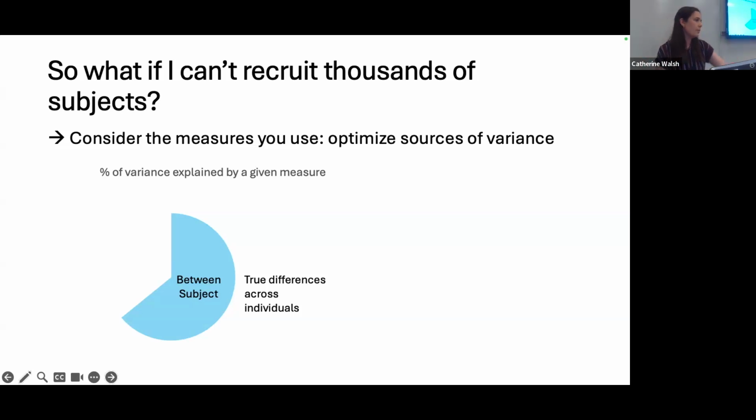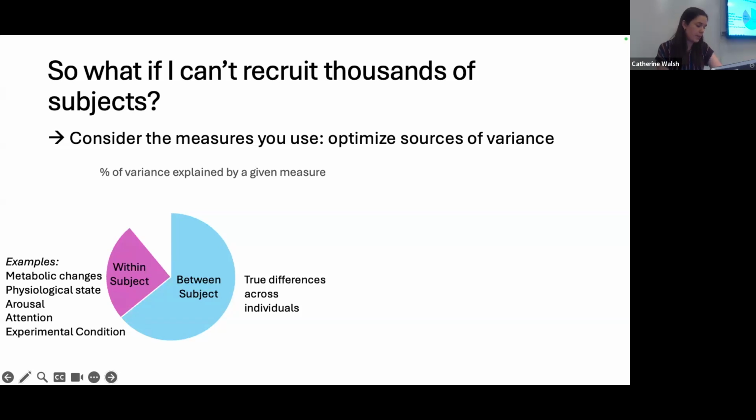However, we're also going to have things that we call within subject variance. So these are things like metabolic changes, physiological state, arousal, attention. So if I had my coffee this morning, maybe I'm going to be better at this task than I would be if I didn't, or if I didn't sleep well. These could also be things like experimental condition. Is this an easier task? Did I give you a distractor during the task, or is it, give you 3 faces versus 1 face? Then to fill out the pie chart, we also have things like error, measurement noise, randomness, and so on and so forth.